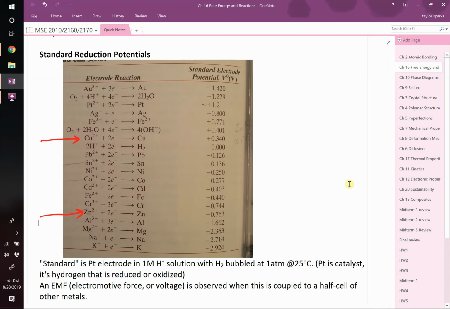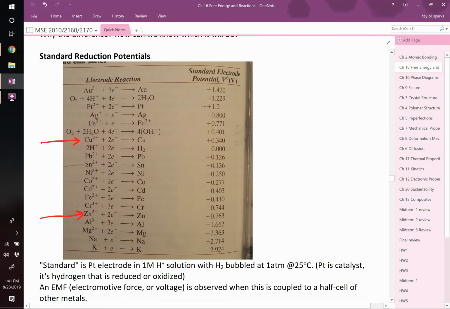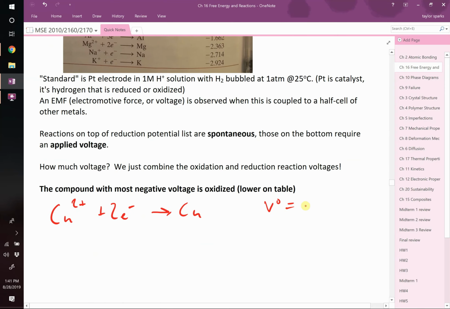So let's write this out. Copper 2 plus, picking up 2 electrons to yield copper metal. That has, I'm going to call it V naught, equal to 0.34 volts. Meanwhile, zinc 2 plus with 2 electrons gives us zinc, and it has a voltage of negative 0.763, okay?